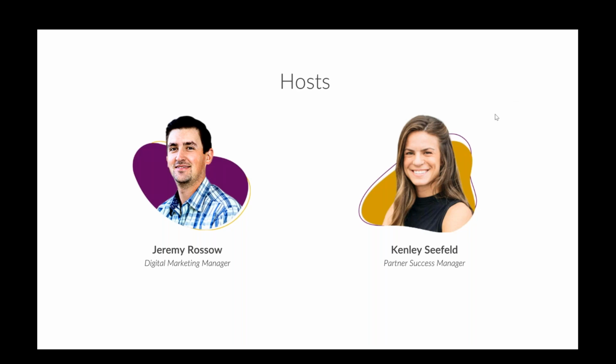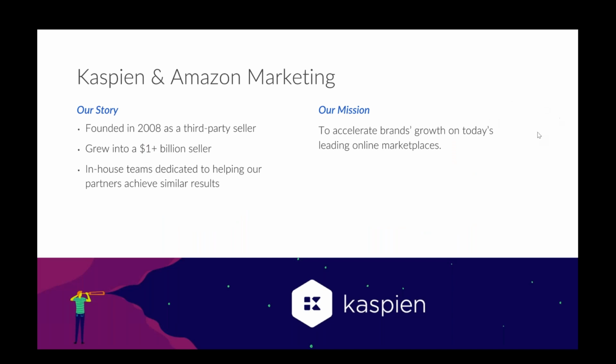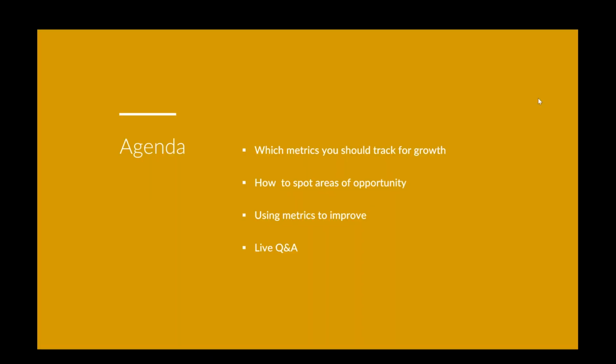Let's go ahead and take a look at what we plan to cover in this webinar. First, a little background about Caspian and our Amazon marketing experience. We were founded in 2008 as a third-party seller. We grew into a $1 billion-plus seller, and we now have in-house teams who are dedicated to helping our partners achieve similar results. Our mission is to accelerate brands' growth on top online leading marketplaces, and that's the idea behind these webinars. We're here to educate, promote updates that are happening in the e-commerce retail space, and go over things you should know to help you find success on Amazon.